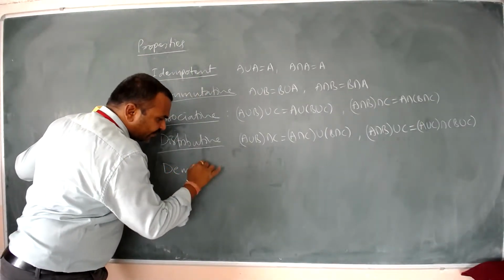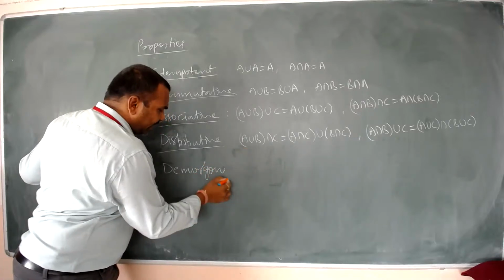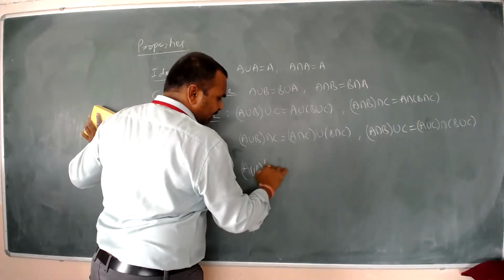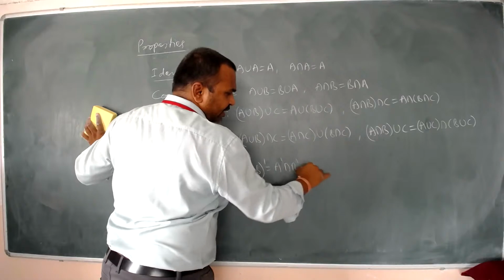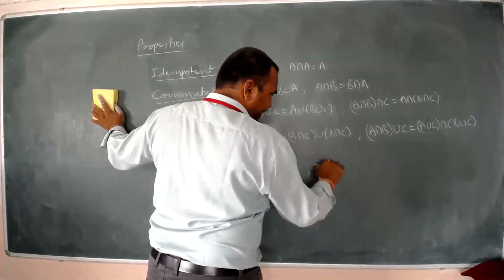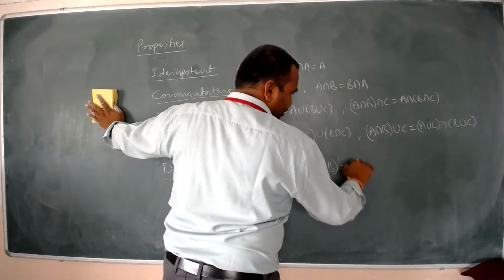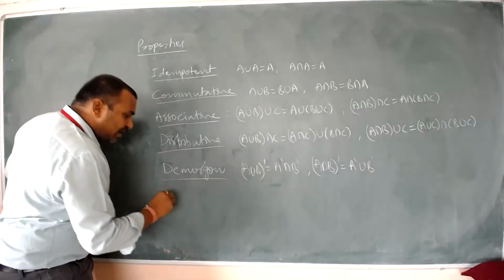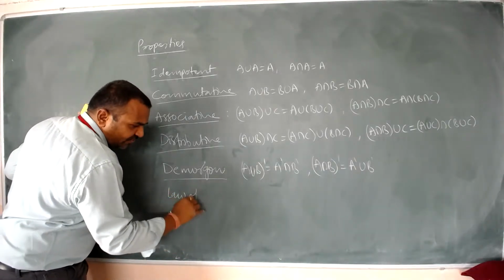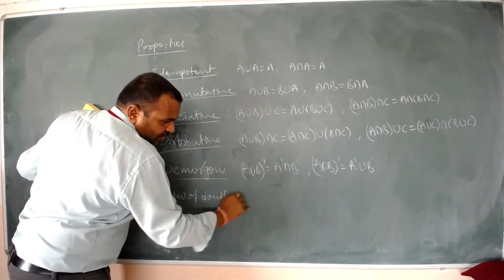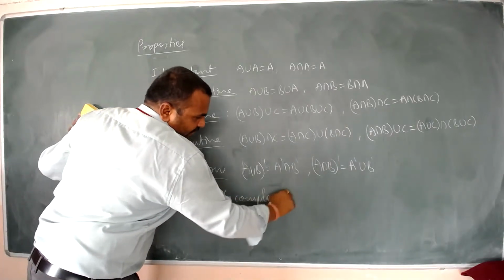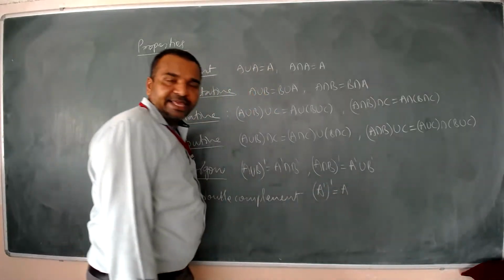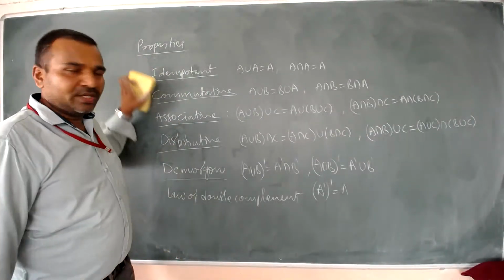Okay. Now, most important laws are there. De Morgan laws. A union B whole dash is equal to A dash intersection B dash. Next, A intersection B whole dash is equal to A dash union B dash. Okay. Next, law of double complement. A dash whole dash is always A.